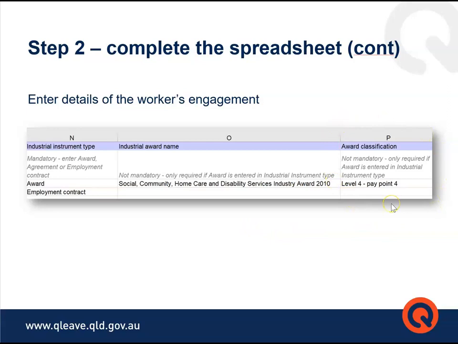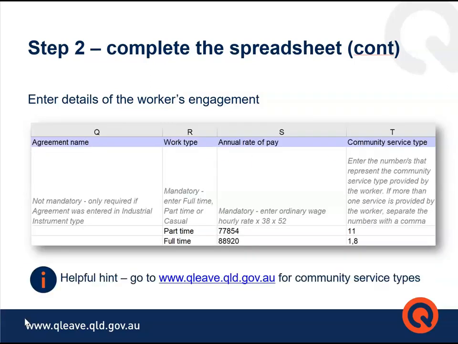Column P is also only required if you entered award as the industrial instrument type in column N. Enter the worker's award classification level and pay point. In the example on the screen, the worker is on level 4, pay point 4. Remember, if you enter agreement or employment contract into column N, you do not have to enter anything into columns O or P. The last 4 columns are Q, R, S and T.